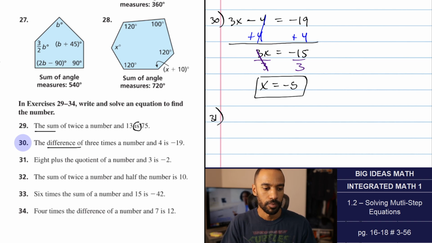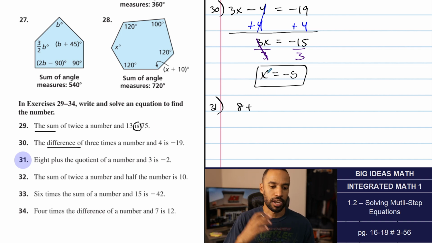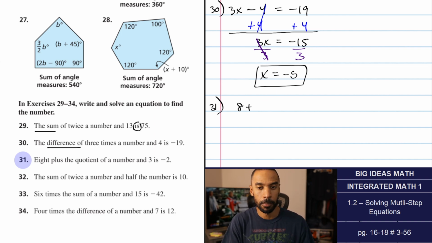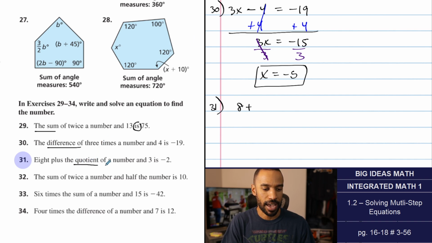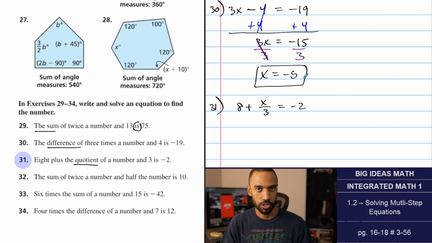Number 31. 8 plus the quotient of a number and 3 is negative 2. Now, 8 plus sounds as direct as you can get, literally 8 plus. Now they say the quotient of a number and 3. Quotient is division. So we're going to divide a number, x, by 3, and that will be added to that 8, and that is negative 2. So there's your setup.